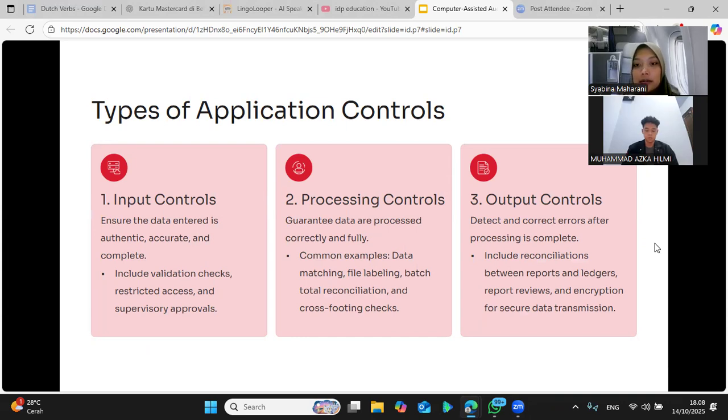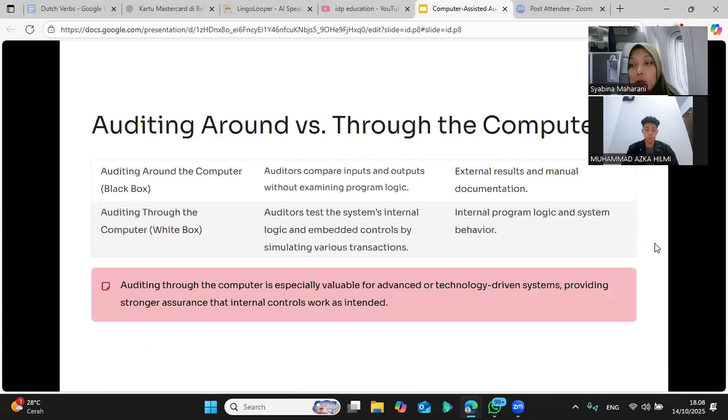The next is auditing around versus through the computer. Here we have two different audit approaches. The first one is auditing around the computer, also known as the black box approach, focuses only on inputs and outputs without looking at how the system processes them. On the other hand, auditing through the computer or the white box approach examines the internal logic and system controls directly by simulating transactions. Auditing through the computer provides deeper assurance, especially in modern technology driven systems.